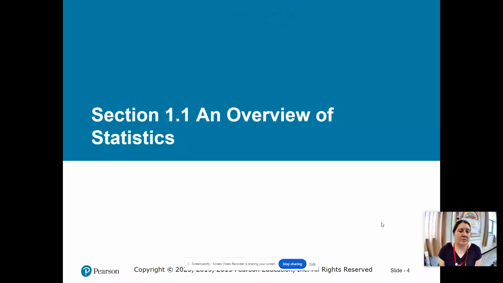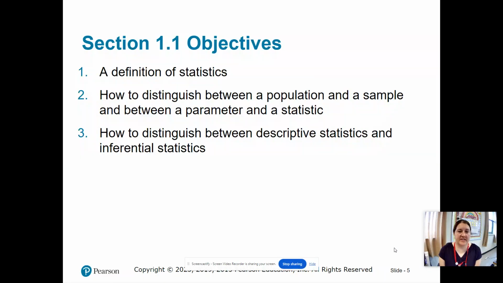Hi, Section 1.1, an overview of statistics. What we do in Section 1.1 is lots of definitions.